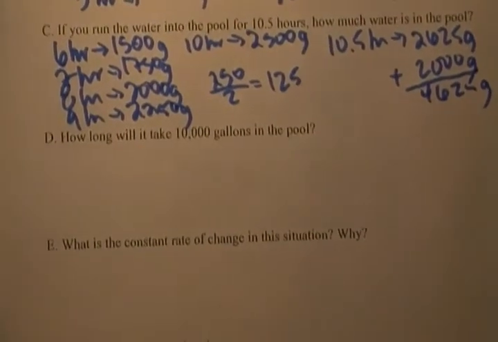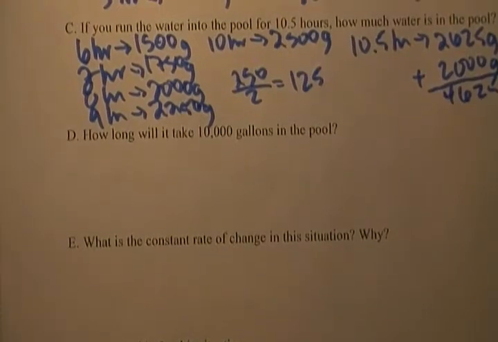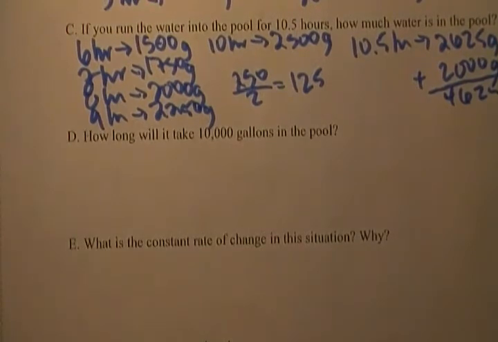Are you starting to see a pattern going on? Because you're going to need that pattern to figure out Part D. Part D says how long will it take 10,000 gallons to be in the pool? Well, let's see. If you notice a pattern forming, you notice that every 4th hour there's an additional 1,000 going on in the pool.